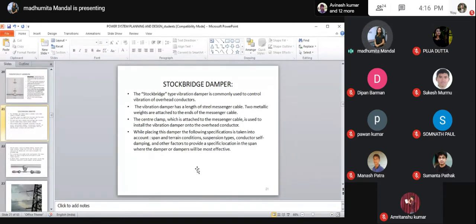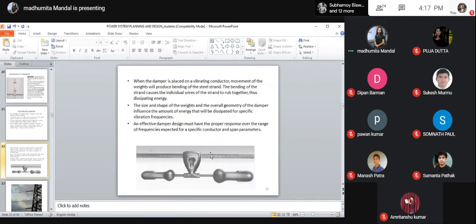The center clamp, which is attached to the messenger cable, is used to install the vibration damper onto the overhead conductor. While placing the damper, the following are taken into account: span and terrain condition, suspension types, conductor self-damping, and other factors, to provide a specific location in the span where the damper or dampers will be most effective.